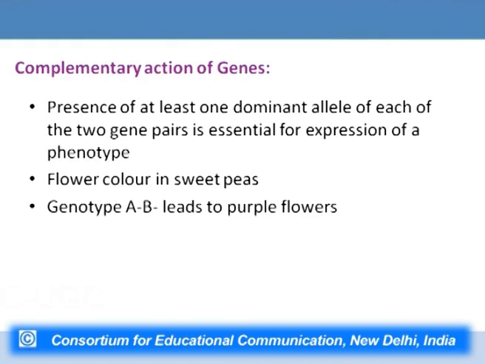An example is that of flower color in sweet peas. In sweet peas, if there is at least one copy of capital A and one copy of capital B, it will lead to formation of purple color flower. That means simultaneously there has to be present at least one copy of A and B.